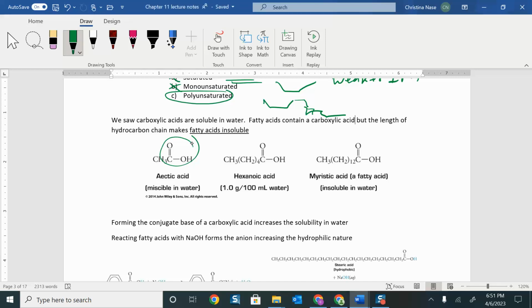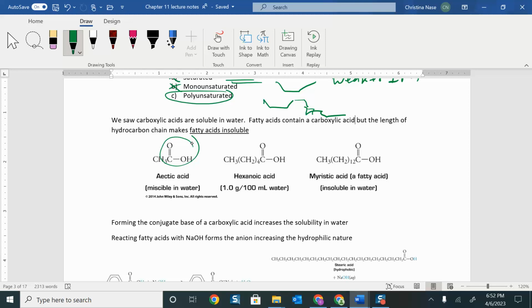Now, as I start increasing this chain, so this guy has one methyl group, and then this one's going to have CH3, and then I've got 4 more carbons in there. Once I start increasing this chain of carbons, the solubility is going to start to go down. And so this one I can only dissolve maybe 1 gram in 100 mils. This one's miscible, which means it's going to dissolve in all proportions. So no matter how much water or acetic acid I have, that's going to be soluble.